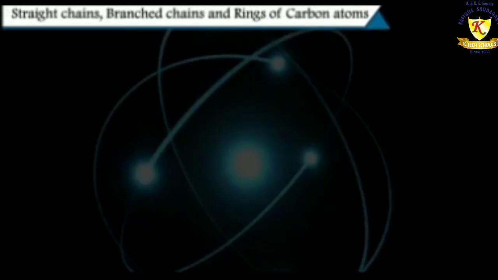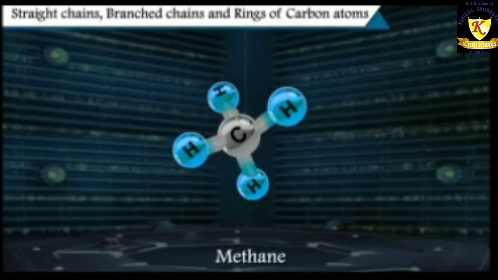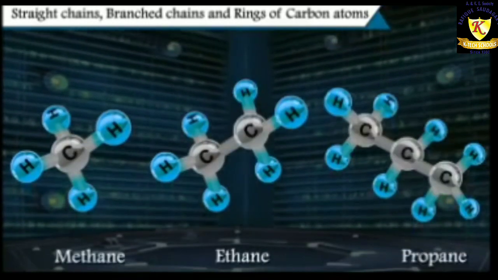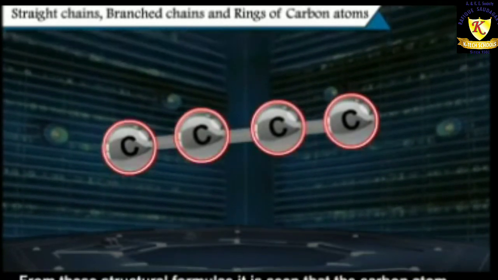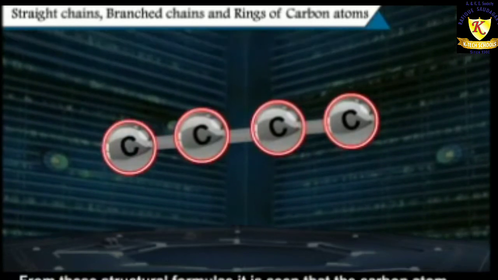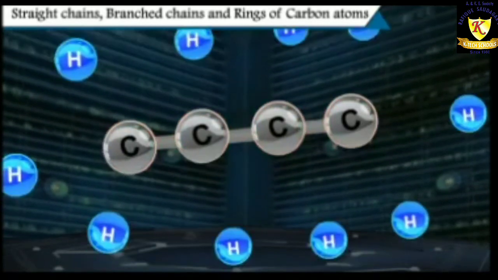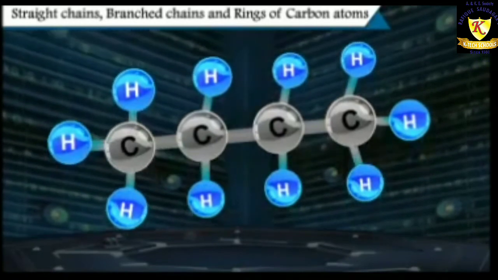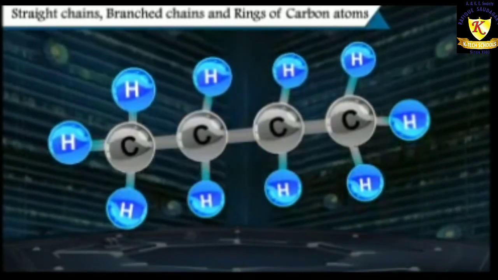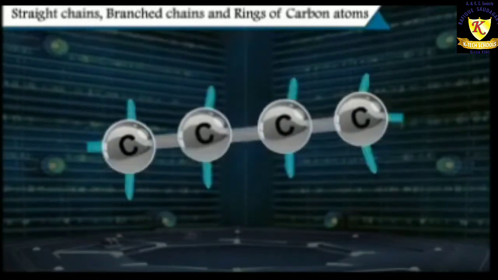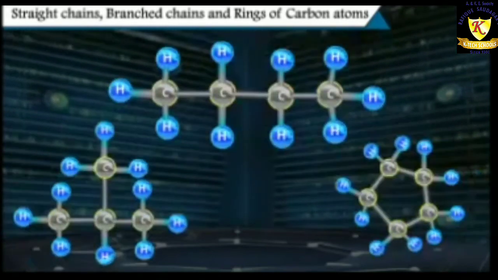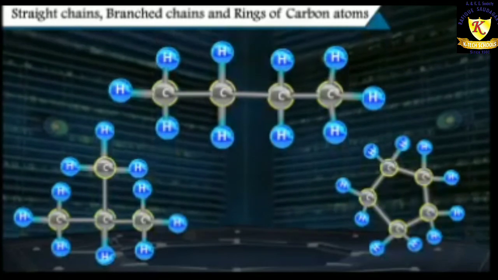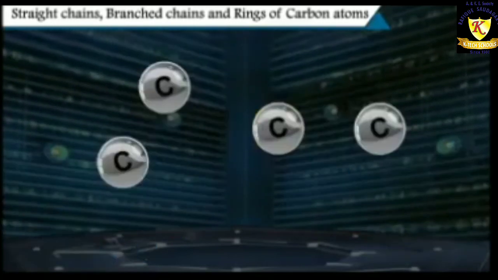Straight chain, branch chains, and rings of carbon atoms. Let us compare the structural formulae of methane, ethane, and propane. From these structural formulae, it is seen that the carbon atoms lie in the core of the molecule, while the hydrogen atoms bonded to the carbon atoms are on the periphery of the molecule. The mutually bonded carbon atoms in the core are like the skeleton of the molecule. The carbon skeleton determines the shape of the molecule of a carbon compound.